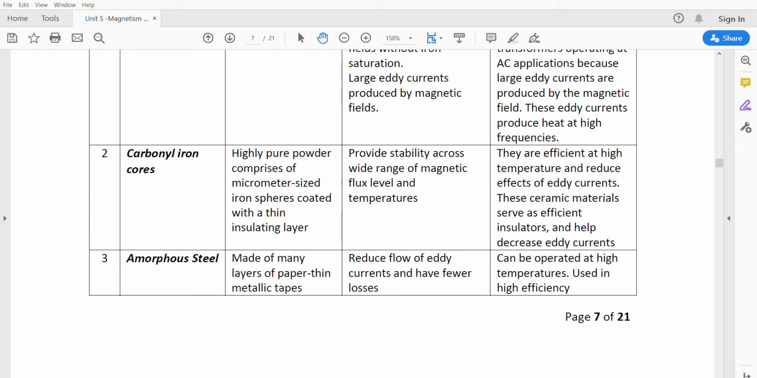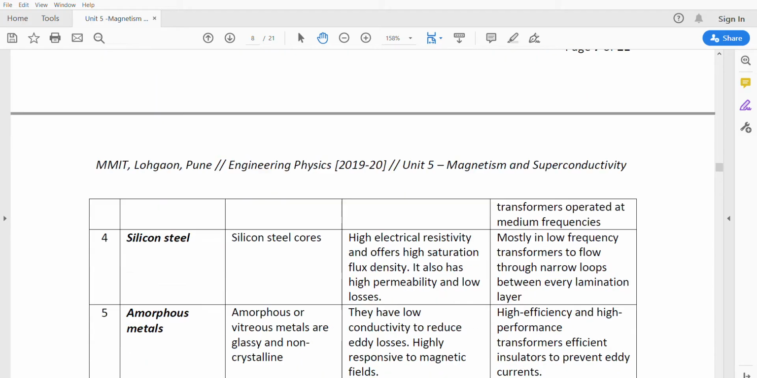And next one is the amorphous steel, made of many layers of paper thin metallic tapes, which reduces the flow of eddy currents and has fewer losses. It can be operated at high temperature. This is also another type of material used in the transformer cores, that is steel, made up of many layers of paper thin metallic tapes.